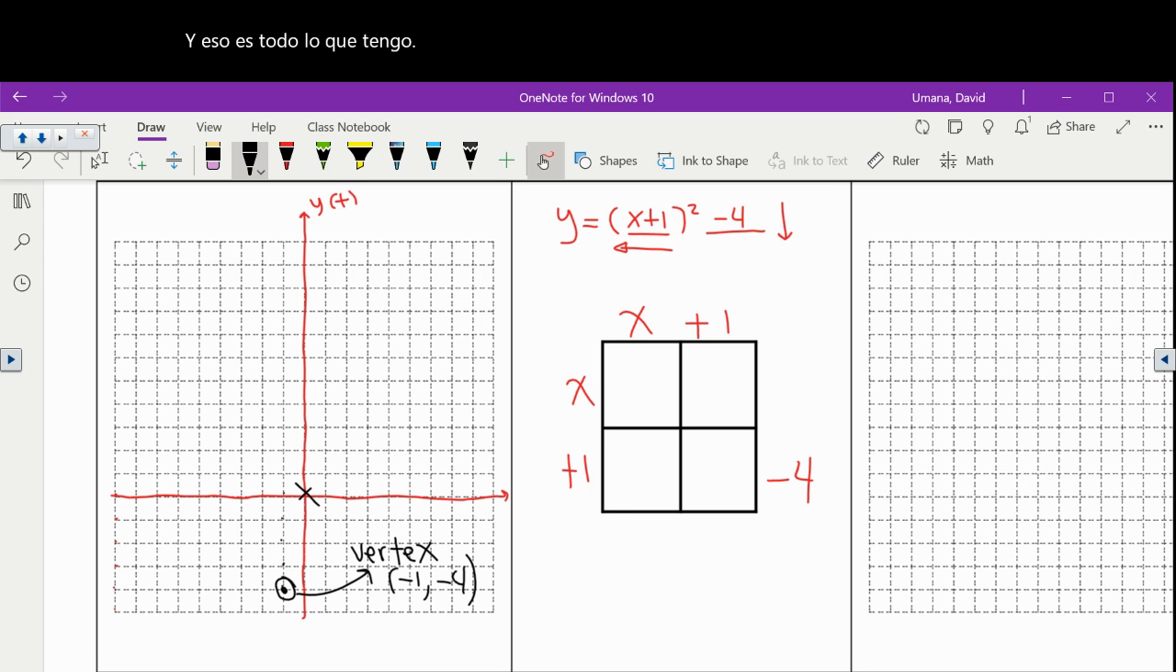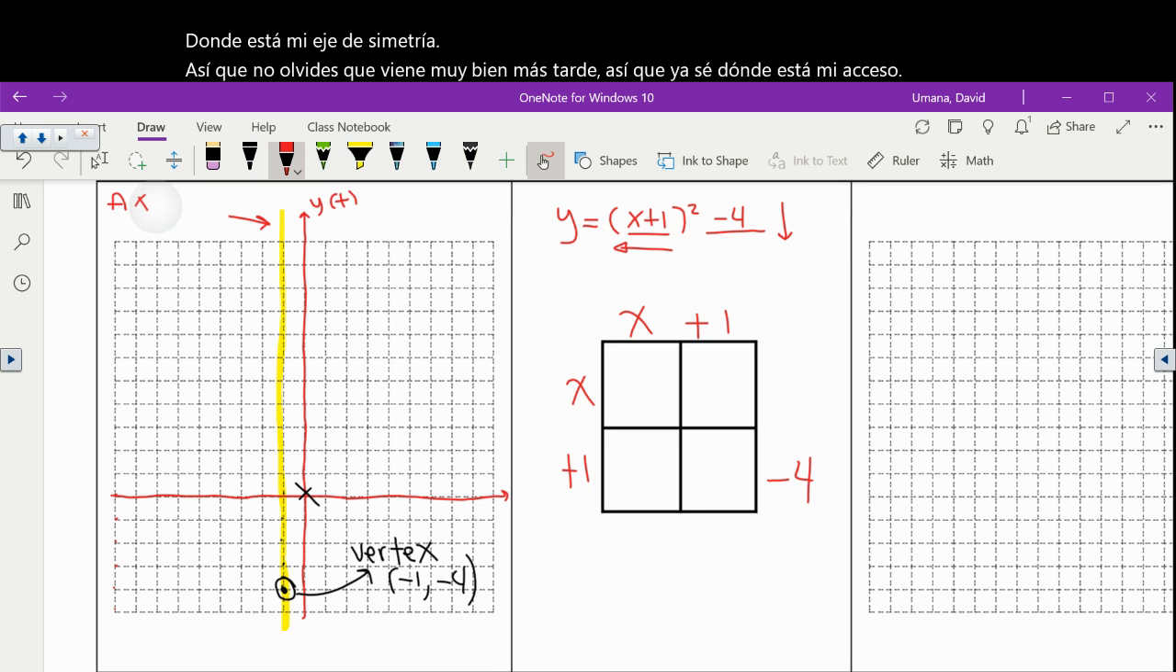So I'd like you to take about, I don't know, 5 minutes maybe. And with this information, finish the rest. I'll give you a heads up because I know where the vertex is. I automatically know where my axis of symmetry is. So don't forget that. That comes in very handy later. So I already know where my axis of symmetry is.